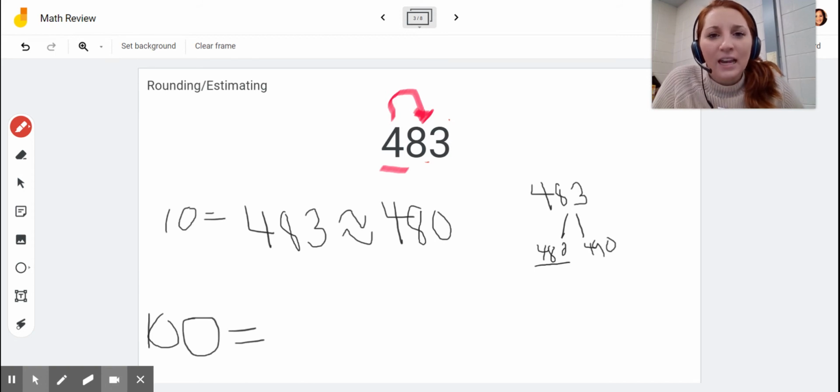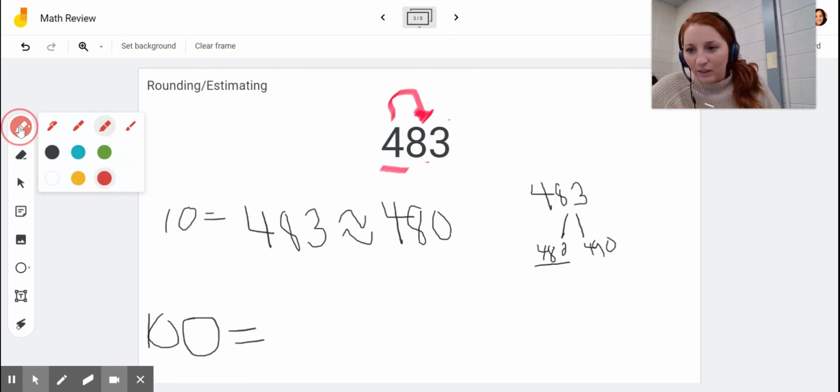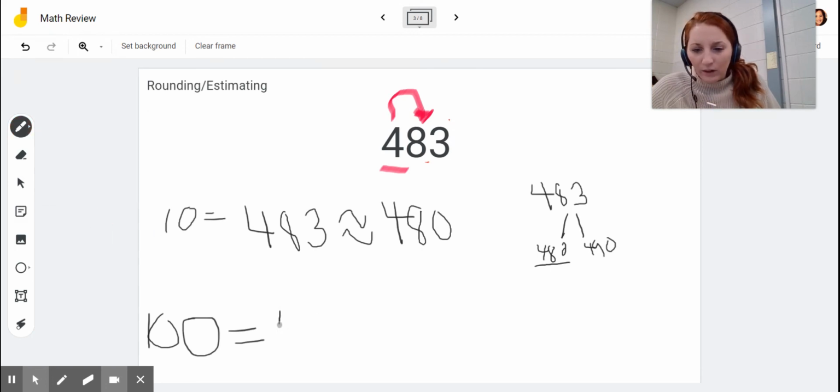4 or less, let it rest. 5 or more, raise the score. 8 is more than 5, so I need to raise the score. So this becomes 483 rounds to the nearest 100 of 500.